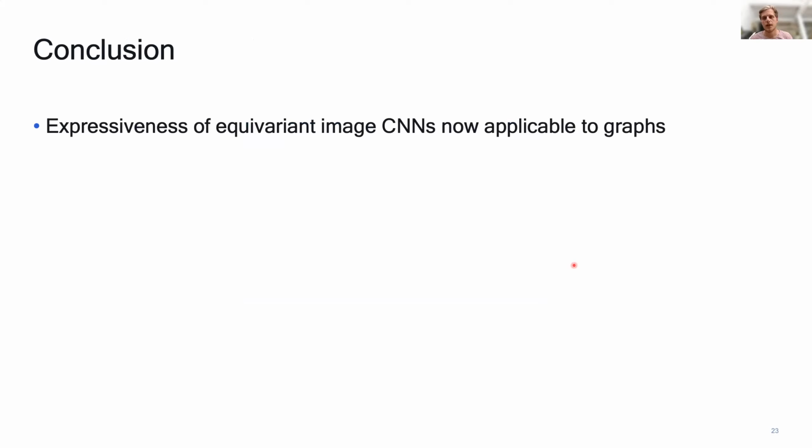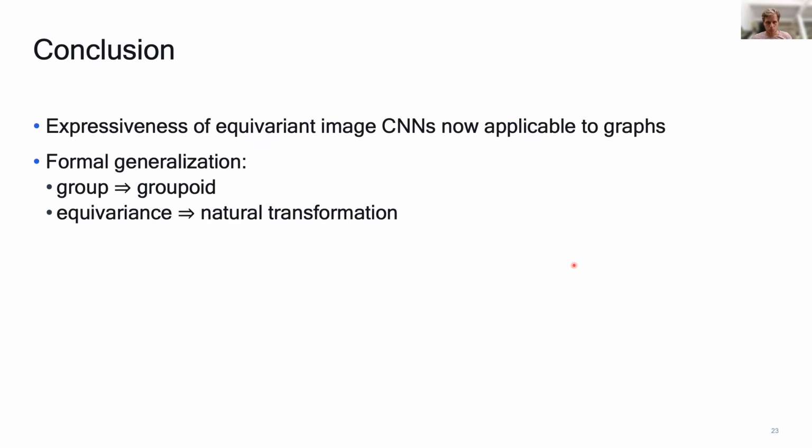So in conclusion, I think for the first time, we introduced a model that looks a lot like an equivariant image CNN, but is applicable to general graphs. We have some more formal theory in our paper where we show that we don't actually need to formalize this as a group, but a generalization of it called a groupoid.